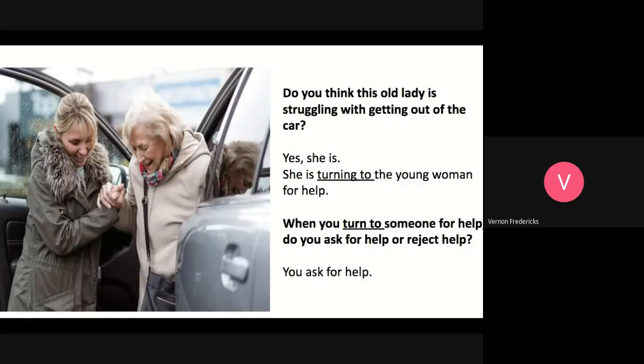Okay, the question is, do you think this old lady is struggling with getting out of the car? Yes, she is. She is turning to the young woman for help. So the young woman is helping her. When you turn to someone for help, do you ask for help or do you reject help? You ask for help. Sometimes our brothers and sisters turn to us for help. They need help or they need money. They turn to you to ask you for help with money.